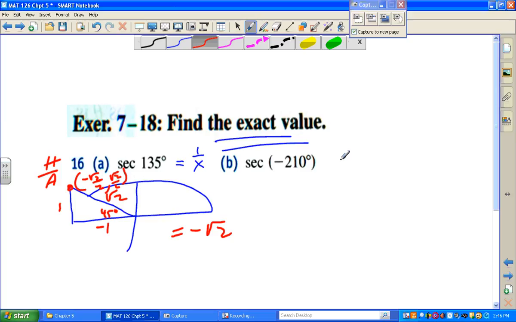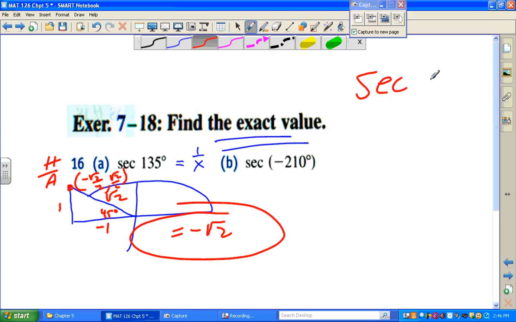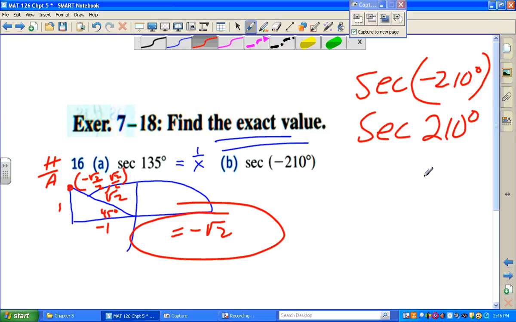All right. Negative root 2. That's your answer, negative root 2. All right, Jared, secant of negative 210. How do I rewrite that using the even and the odd properties? Very good, secant of 210.